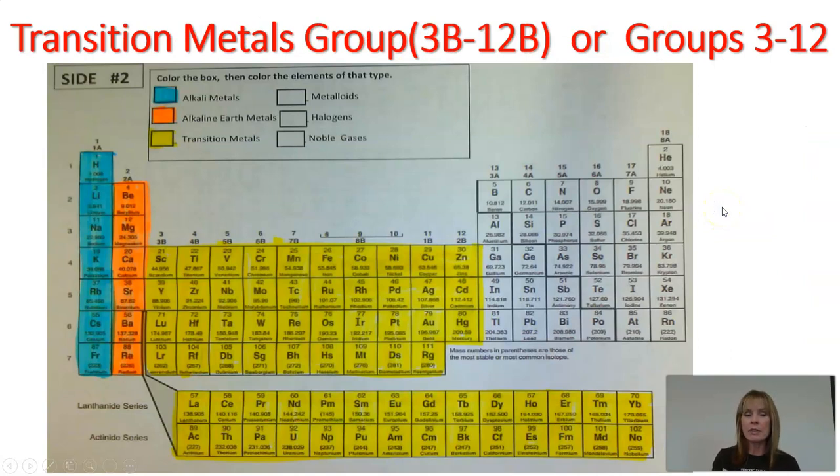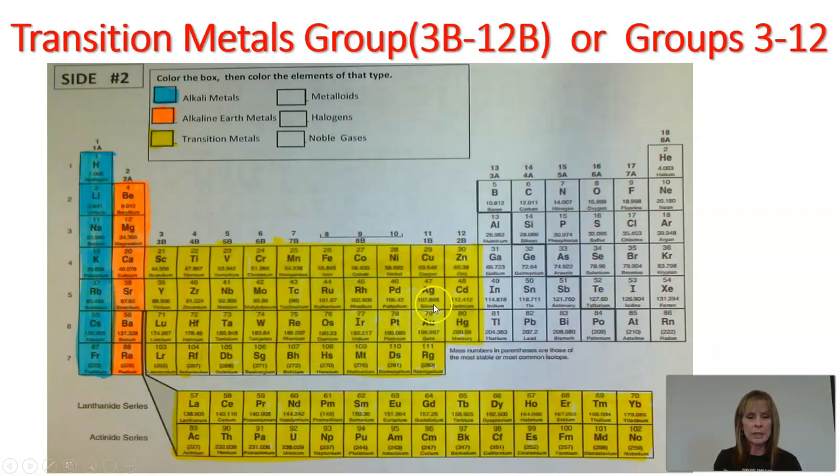Okay, next we have the transition metals. I told you those are a lot. That's a big group. Everything in yellow is a transition metal. Down here on the bottom, we'll talk about in a second, they're lanthanides and actinides. They're the inner transition metals. One of the characteristics of transition metals is that they have varying numbers of valence electrons. So you can't always tell what their number of valence electrons is going to be. We can teach you that later, but right now you just need to know that transition metals have varying numbers of valence electrons.